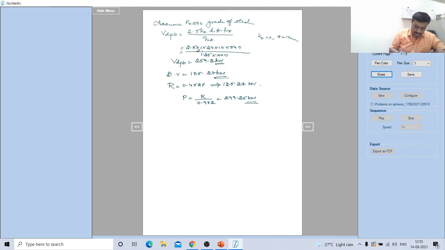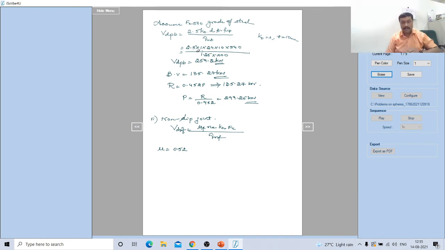Next condition, non-slip joint. So VDSF is equal to mu f ne kh Fo divided by gamma mf. Mu f, if not given, take it as 0.52, Table 20 of page 77. You'll get the value directly. Consider it as sand blasted with light rusting surface. You can take 0.52. So ne you can take as 1, kh you can take as 1.